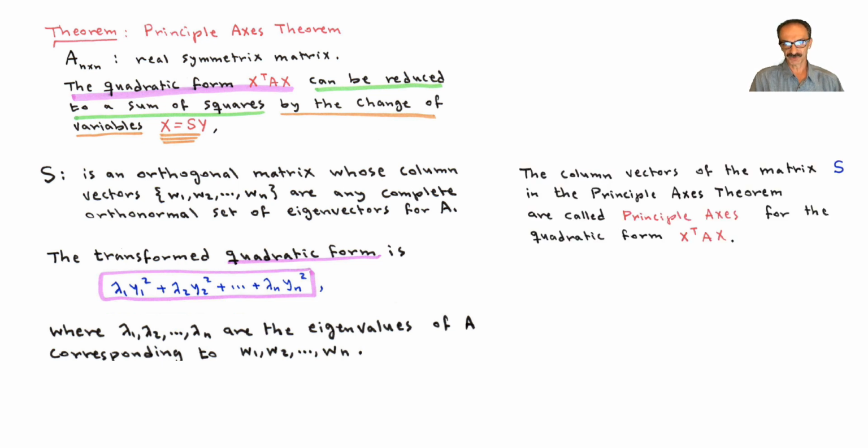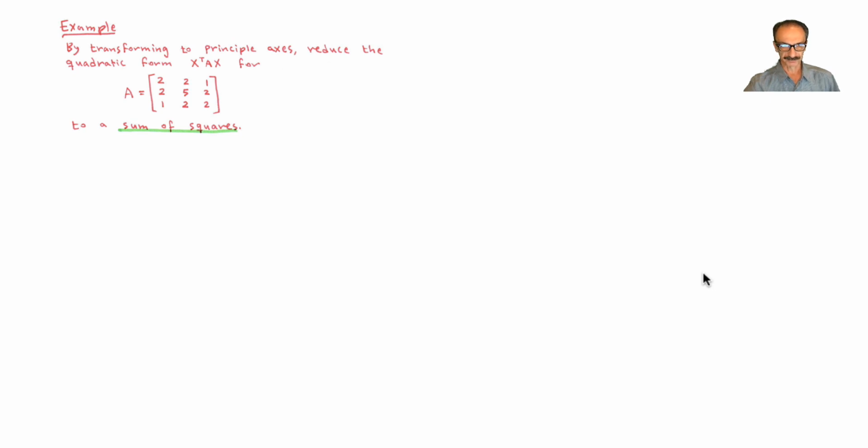The column vectors of the matrix S in the principal axis theorem are called the principal axis for the quadratic form x transpose ax. Example: by transforming to principal axis, reduce the quadratic form x transpose ax for A equals 2, 2, 1, 2, 5, 2, 1, 2, 2 to a sum of squares.